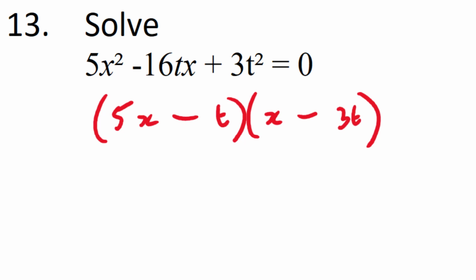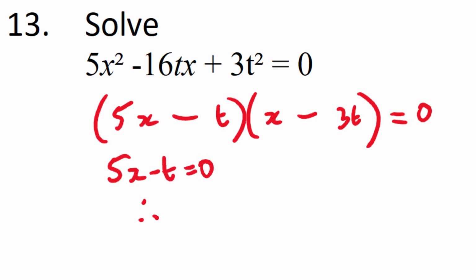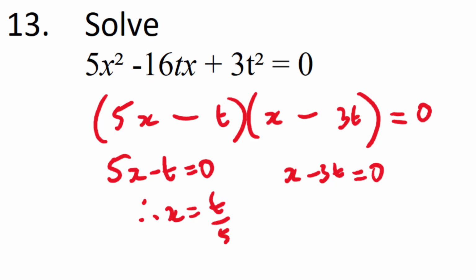Some of you got that and then stopped, but this question is a solve question, so you should say that's equal to 0. Now, if you have a factorized expression equals 0, then you go through the factors and say, well, one of them must be 0. Let's try that one. Is it that one? Well, if it is, then x is t over 5. Is it this one? Well, if it is, then x is 3t. So there's my two answers. Really nice.